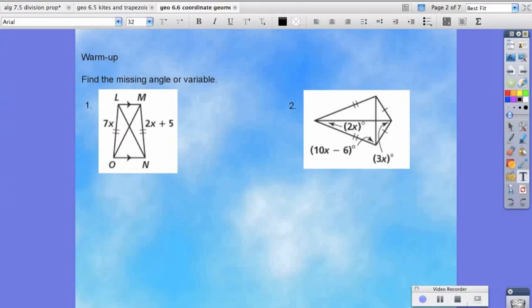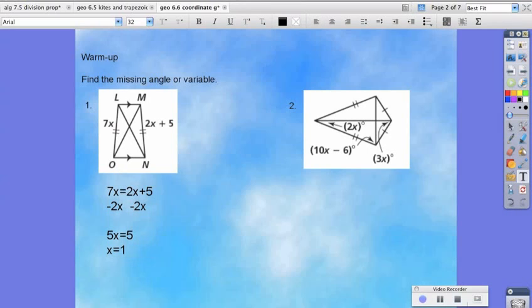Now in this instance, on number 1, you have an isosceles trapezoid. It means that the two diagonals are going to be congruent to one another. Therefore, 7x and 2x plus 5 should be equal to one another. You're going to subtract 2x from both sides. You get 5x equals 5 and x equals 1.